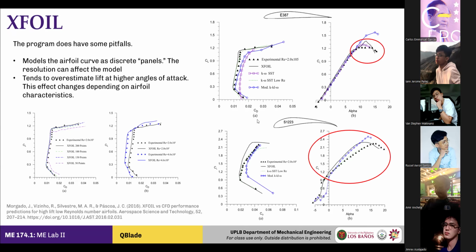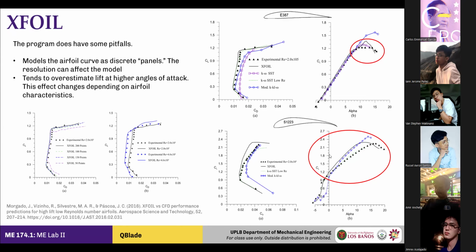So for example here, ito yung previous graph natin sa previous slide. Sa CL over CD, you don't notice it kasi you're ratioing two coefficients. Pero if you compare the lift coefficient to the angle of attack, makita mo yung black line, it starts to kind of deviate a little. Meron kang weird peak dito na hindi mo nakikita sa actual na experiment. So this is for E387 na airfoil.